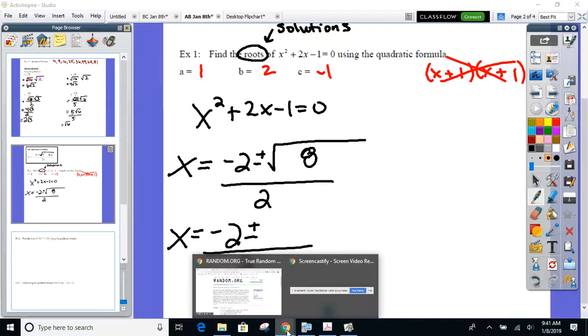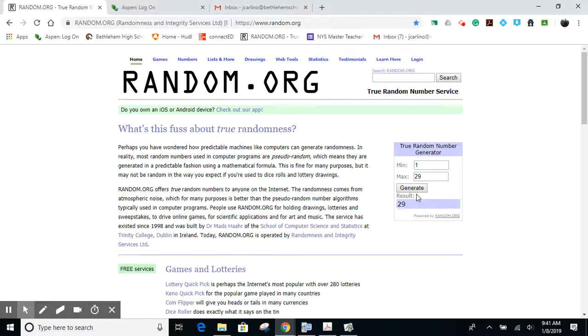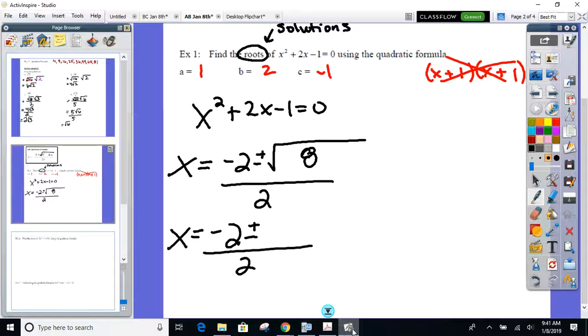Let me know when you break down radical 8. What's it break down into? 4 radical 2? 2 radical 2. Yep. Everyone good? Breaks down to 2 radical 2.